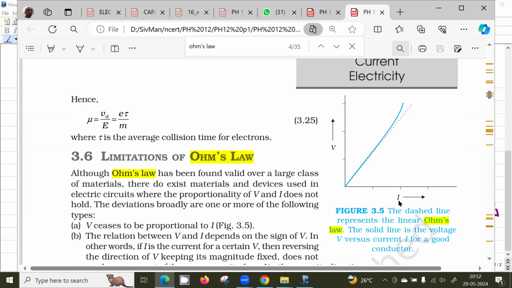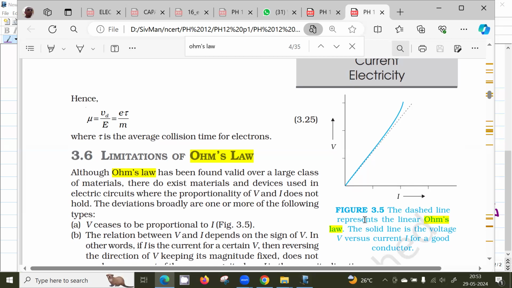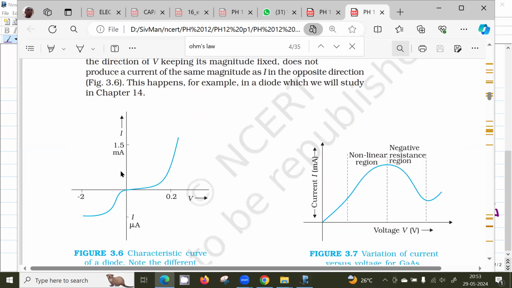Because as current flows, it will get heated up, so resistance will go up. So it is matching with that understanding. Resistance will increase as the temperature increases. Since the current starts flowing, the temperature will increase, and once the temperature increases, the resistance will increase. So the current will not increase that much. Is this clear? Yes, sir.